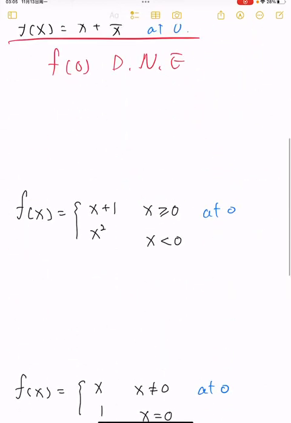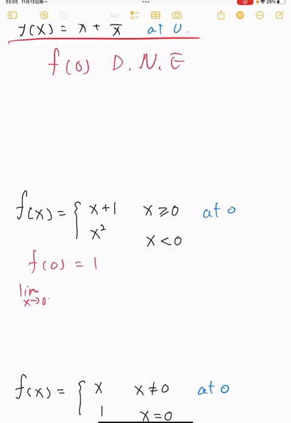Let's look at the second example. Is this function f of x continuous at 0? Let's first calculate f of 0. Does f of 0 exist? F of 0 indeed exists, since it equals 1. Let's calculate the limit at 0.